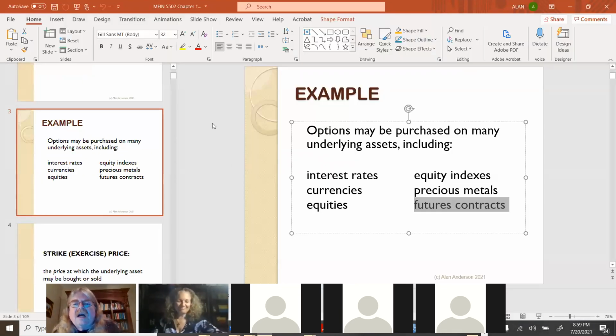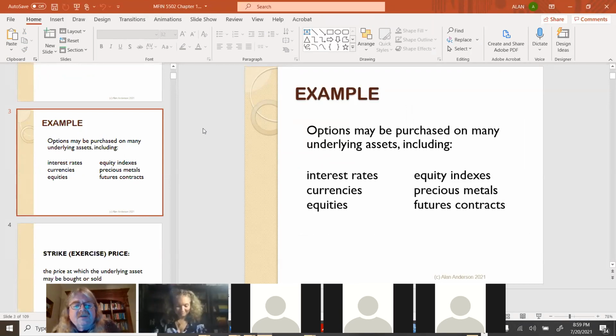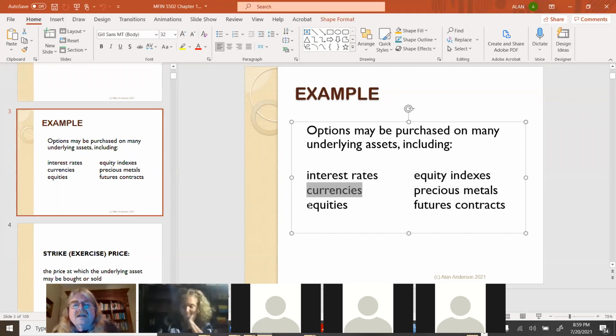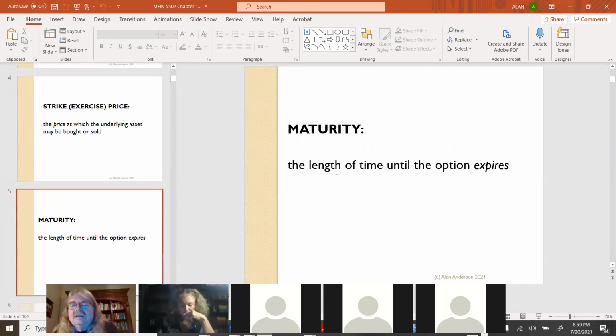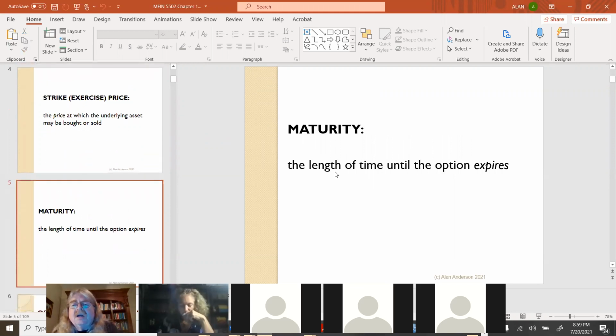But anyway, options are available on everything. You can buy an option on palladium and platinum and gold and silver, you name it. You can buy it on the British pound. You can buy it on individual stocks. Now, the price at which you're allowed to buy or sell is called the strike or exercise price. I'm not sure why, but that's what they're called. The maturity is the time until the option expires. It has a specific length of time within which you can buy or sell the asset, after which it simply expires.